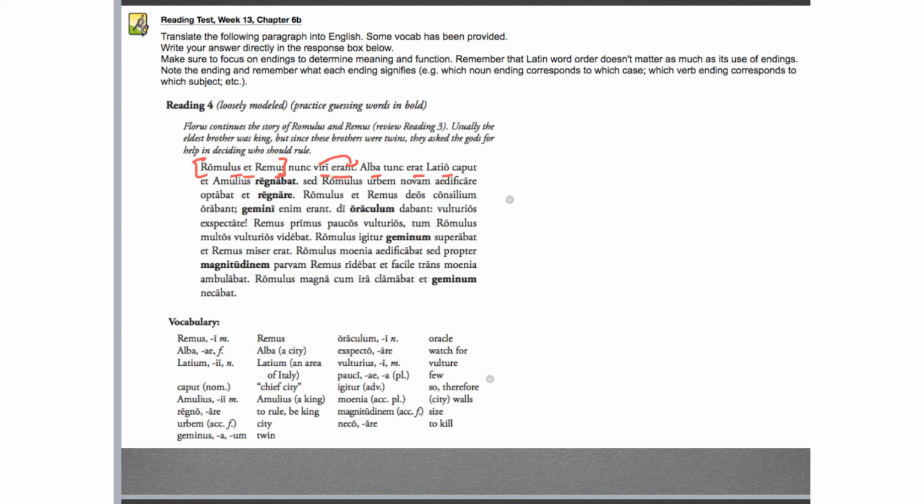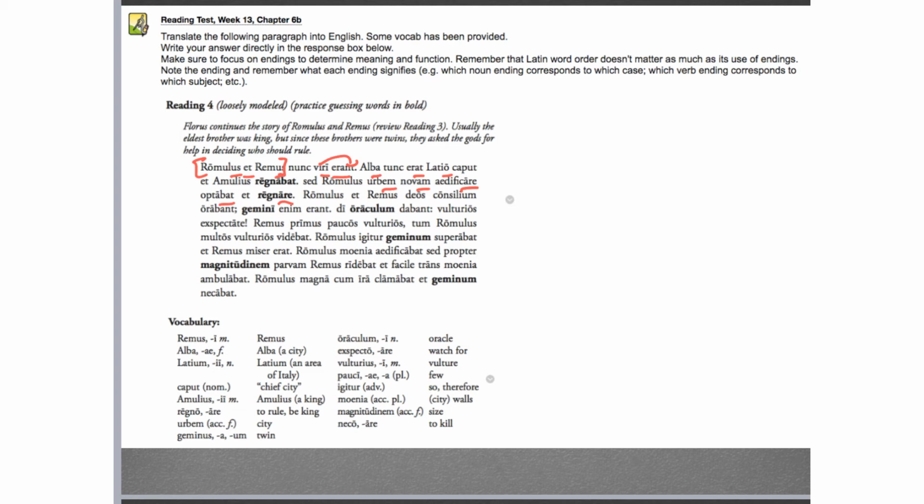All right, I'll do one more sentence. Romulus urbem novam aedificare optabat et regnare. All right, so as I read through that, Romulus fine, nominative, there's my US ending. Urbem novam, two accusatives, probably going to be a direct object. They're going together. And then aedificare et regnare are infinitives. And when I have infinitives, I need to make sure that there is a verb that takes infinitives, and that is optabat, meaning to want, right?